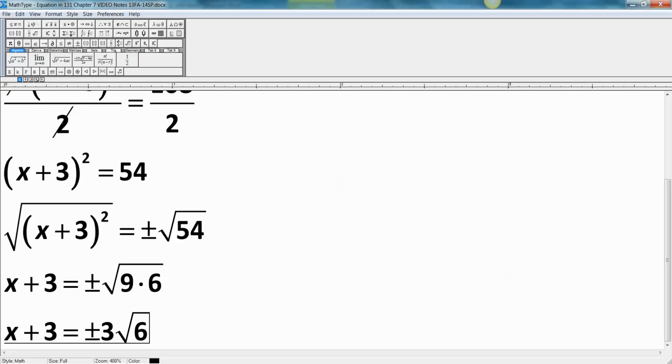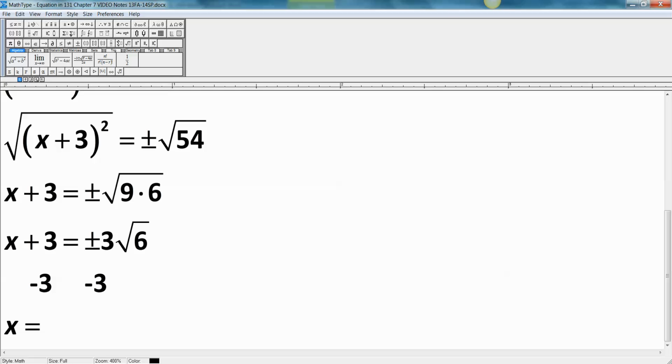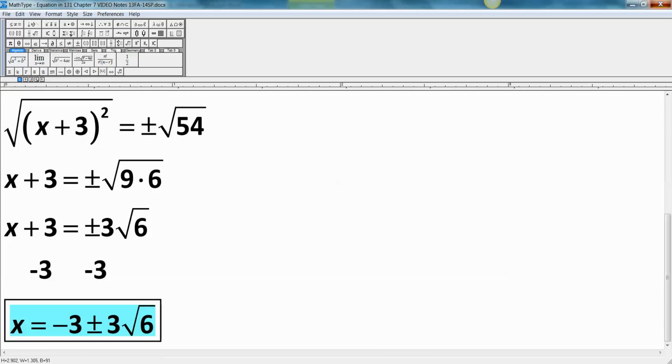Now you just subtract 3 from both sides. Now 3 is not a like term with this whole plus or minus square root of 6 business. So what you're going to do is just write it. x equals minus 3 plus or minus 3 square root 6. And you're done. You can't combine them. They're not like terms. So you just have to leave it like that.